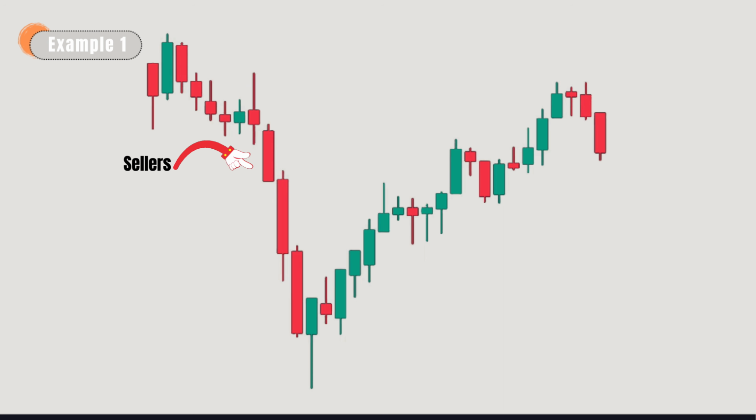Here in the market, some of the existing sellers try to pull the price down, and the rest of the sellers start booking their profits, which weakens the strength of the sellers. At the same time, the new buyers make their entry in the market and take the rest of the sellers out of the market and convert the downtrend into an uptrend.